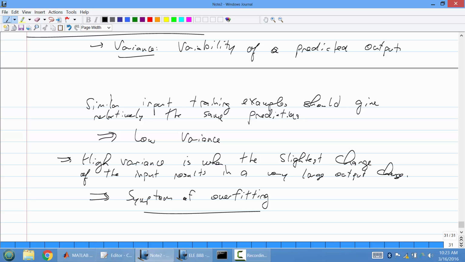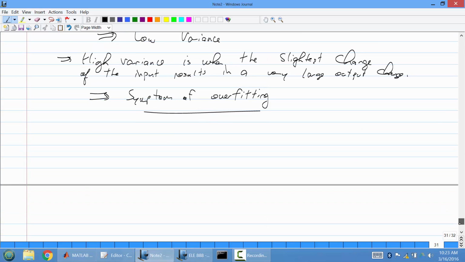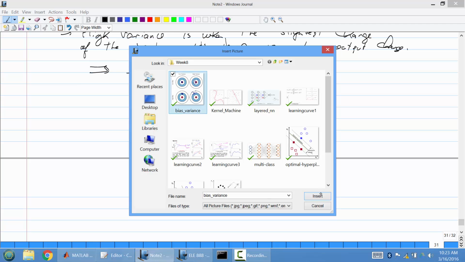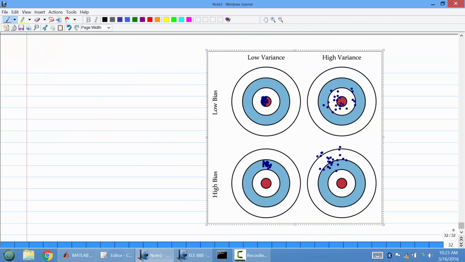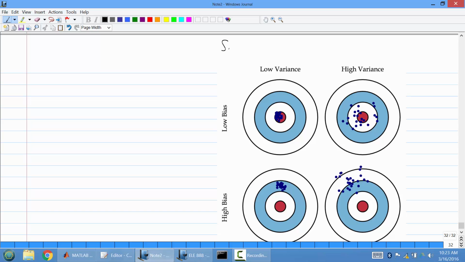Okay? So just to put everything into perspective, here is a graphical representation of what all these symptoms are. I pulled this from a nice person's website. His name is Scott Fortmann-Roe, and he has some very nice machine learning examples that you can learn from. So the source is Scott Fortmann-Roe. You can Google him up, or I can provide a link later.